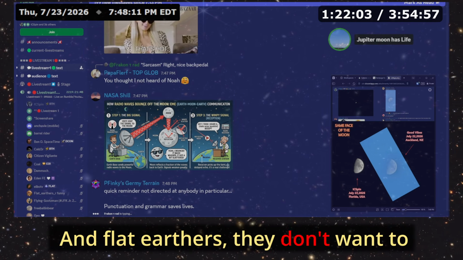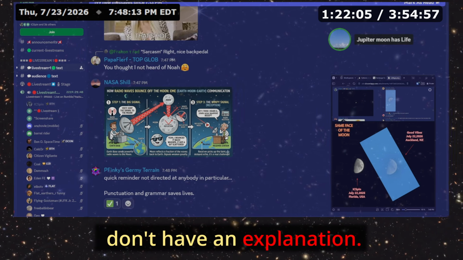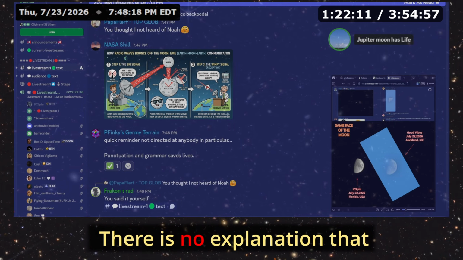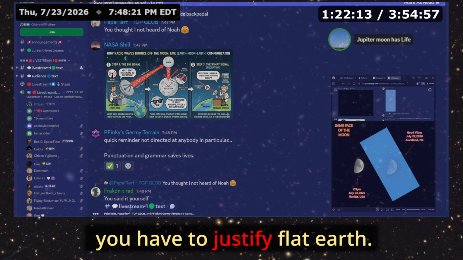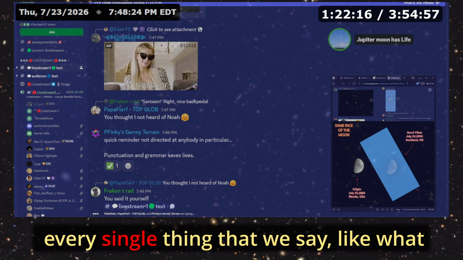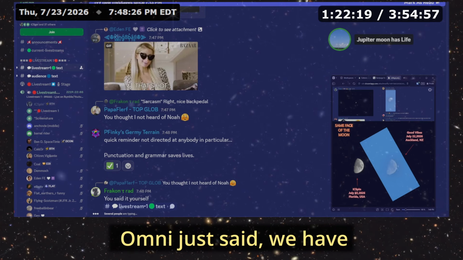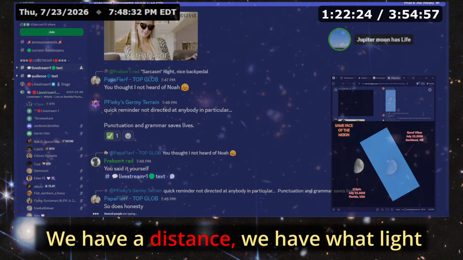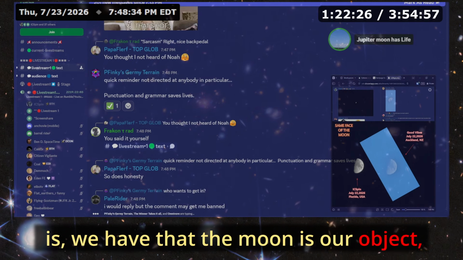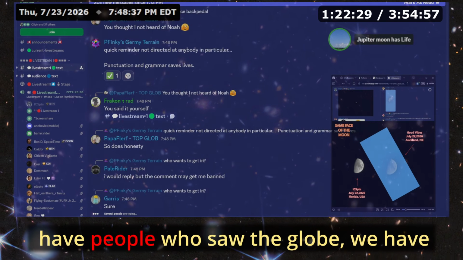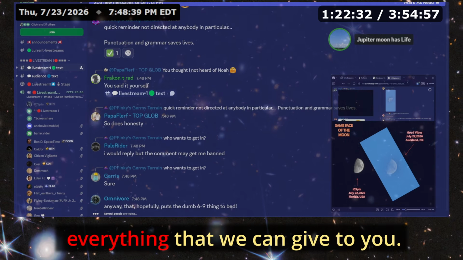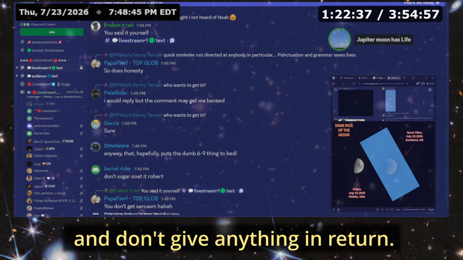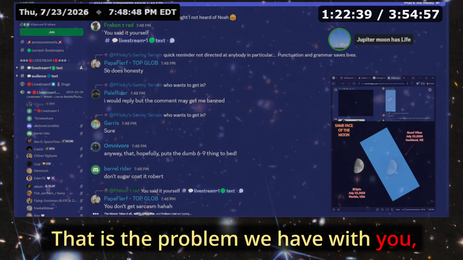Right, and flat earthers don't want to touch it because they don't have an explanation, and this goes for every single flat earth argument. There is no explanation that you have to justify flat earth, but for every single thing that we say, like what Omni just said, we have an explanation for it. You have a just-so story. We have a distance. We have what light is. We have that the moon is an object. We have people landed on the moon. We have people who saw the globe. We have everything that we can give to you. You guys just reject it at face value and don't give anything in return. That is the problem we have with you flat earthers.